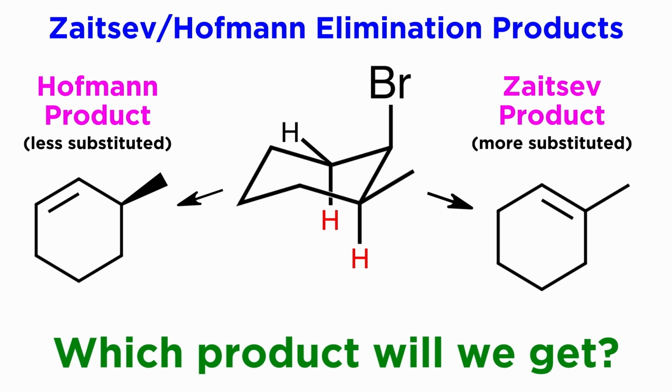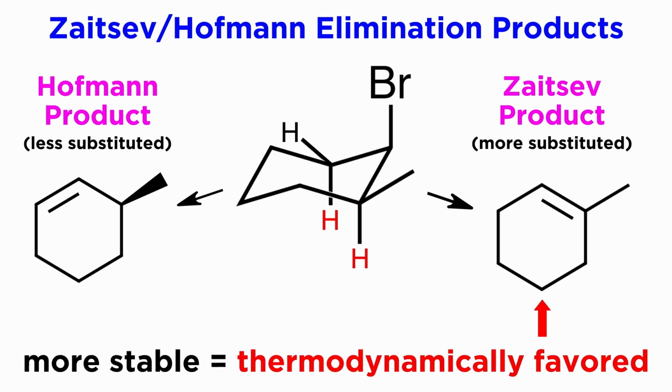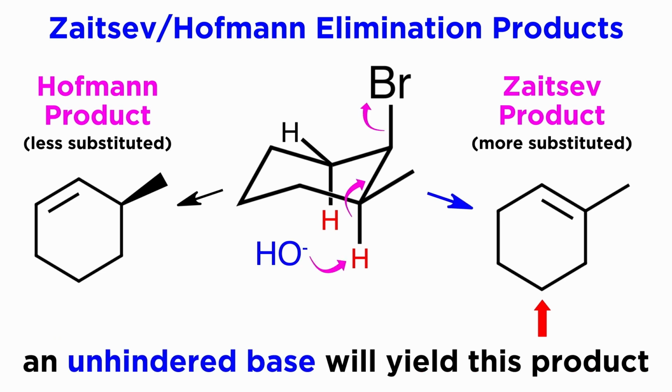Now we must discuss the tendency of a starting material to proceed towards one product versus another. Given the fact that the Zaitsev product is more stable, it is thermodynamically favored, and this gives us Zaitsev's rule, which says that base-induced elimination reactions generally give the more stable, more substituted alkene product, as it is the lower energy product. So given an unhindered strong base like hydroxide, this is the way it will go.